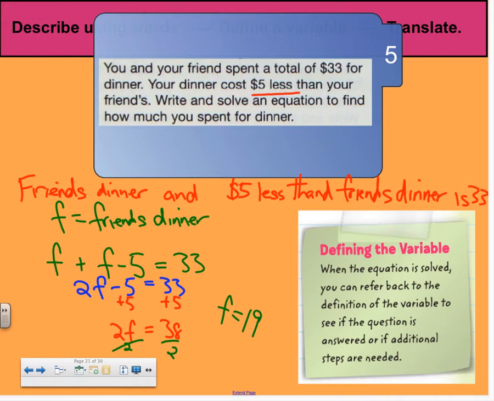Now, can we check and make sure that's correct? Well, what do I know about my dinner? What do I know about my dinner? $5 less. What's $5 less than 19? 14. So 19 plus 14 should equal 33, correct? And it does. So I know that I did that correctly.